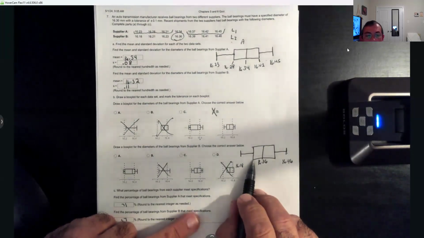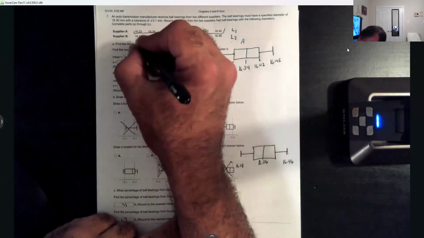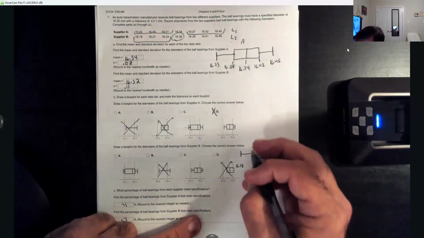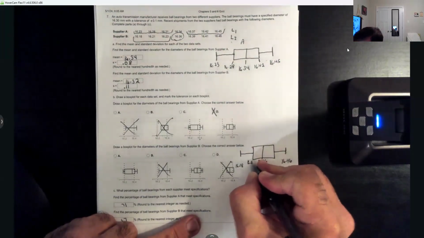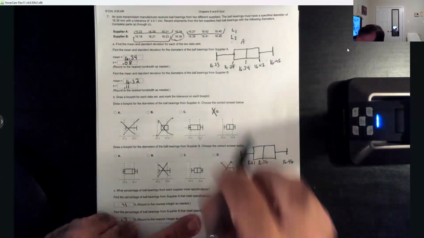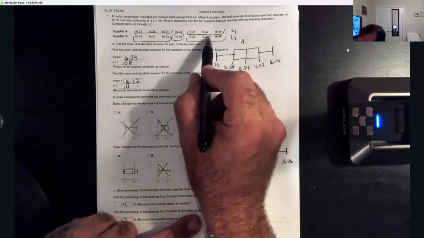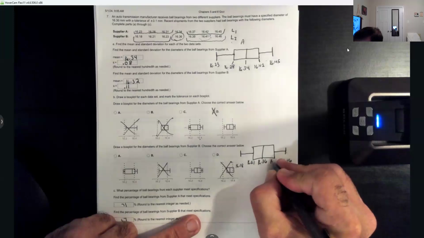All right, y'all, to get my lower quartile, I look at the median for the first three numbers. Well, y'all, that's 16.21. And then my upper quartile is the median of the last three numbers, and that middle is 16.41.